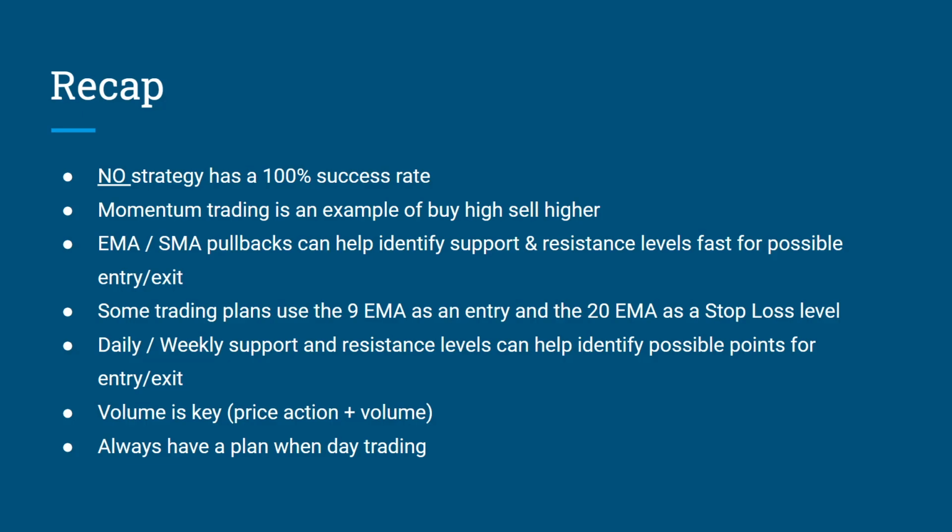Now again, keep in mind, there's no one strategy that has 100% success rate. Momentum trading is an example of buy high, sell higher. The EMA or SMA pullbacks can help identify support and resistance levels fast for a possible entry or exit. Some trading plans use the 9 EMA as an entry and the 20 EMA as a stop loss level. The daily and weekly support and resistance levels can help identify possible points for entries and exits. Volume is key, and always have a plan when trading.